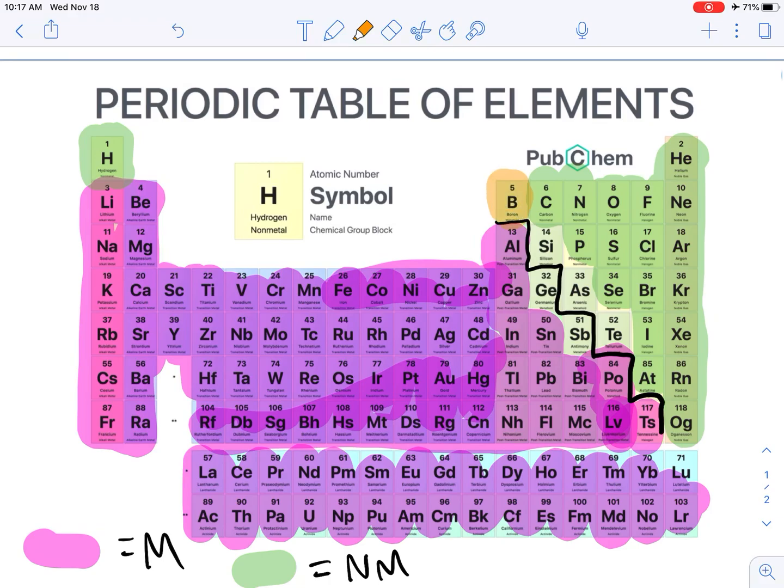and I'll color these in. They're a border between the two. These would be our metalloids, and you do not need to color in yours because we're going to be coloring them in a little bit differently. Okay? Hope that helps. Thank you.